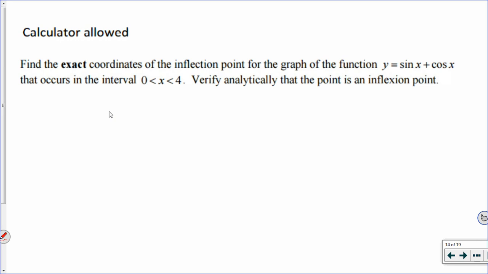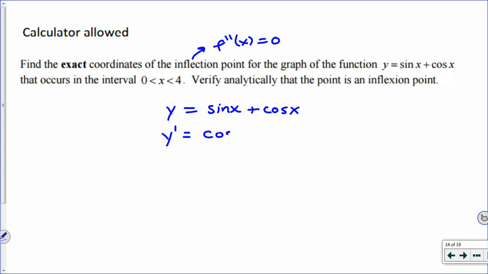For inflection points, we want to be thinking about the second derivative equal to 0. So we'll take our function y equals sine x plus cosine x and try to get its second derivative. Even if you don't have a plan for the overall question, anything you are able to do successfully on the way to the answer is going to get you some partial credit points. So if at least you know you're supposed to be getting the second derivative, then go there.